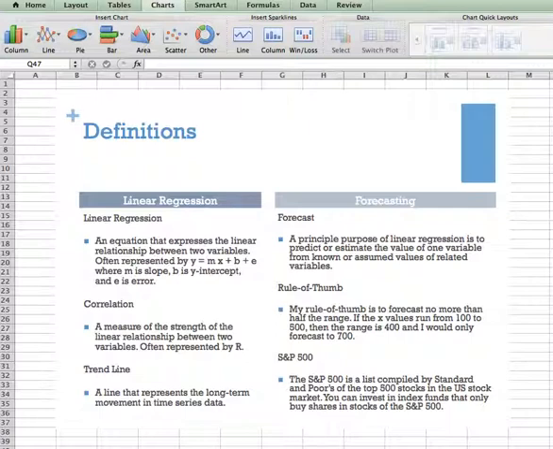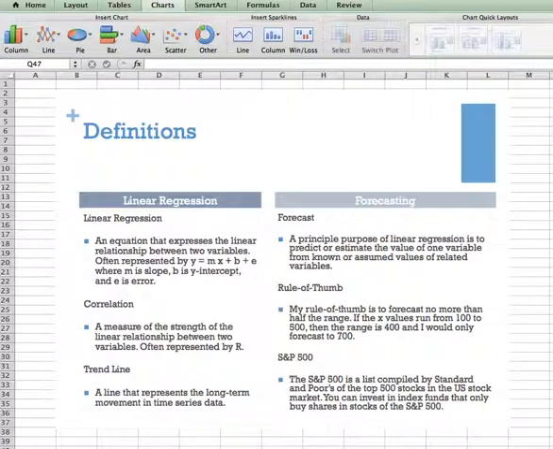Forecast: a principal purpose of linear regression is to predict or estimate the value of one variable from known or assumed values of related variables. My rule of thumb is to forecast no more than half the range. If the values run from 100 to 500, then the range is 400, and I would only forecast out to 700 because 500 plus 200 equals 700. That's half the range out into the future.